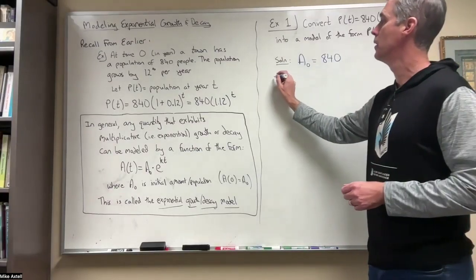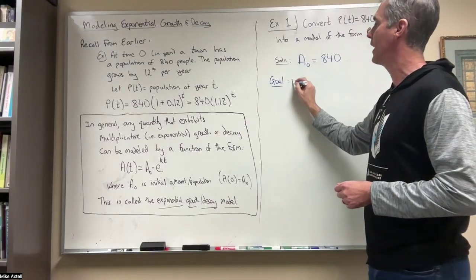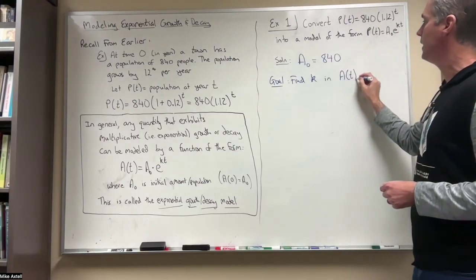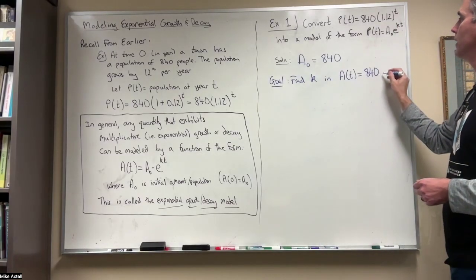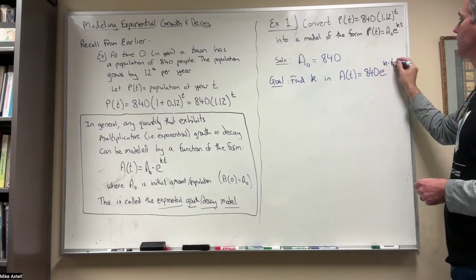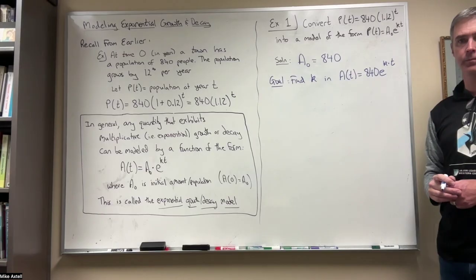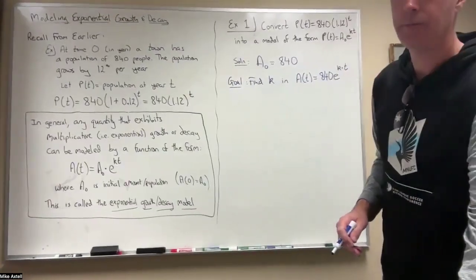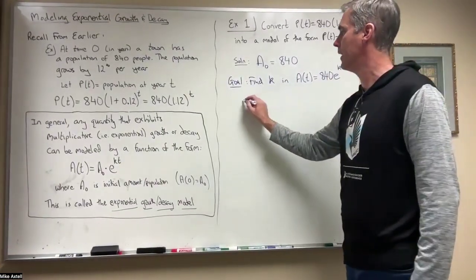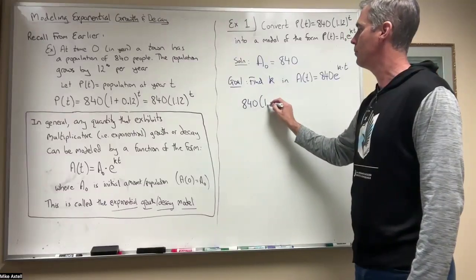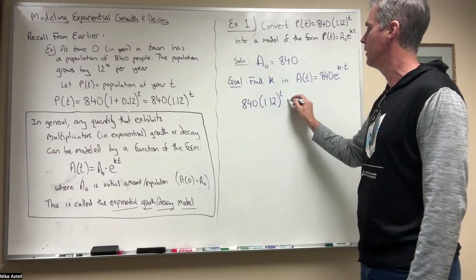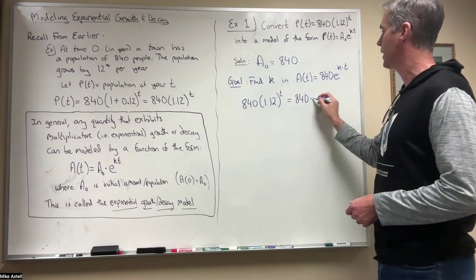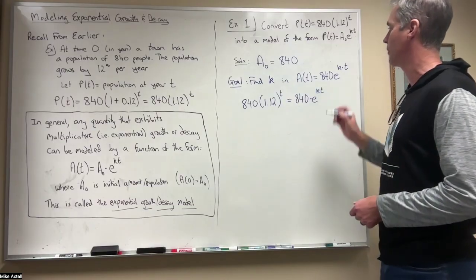My goal is to find k in this function a of t equals my a0, which is 840, e to the k times t. So how do I get the value of k? Now, we have a nice little setup here. I know that 840 times 1.12 to the t power models the population, and I would like 840 times e to the kt to model the population.